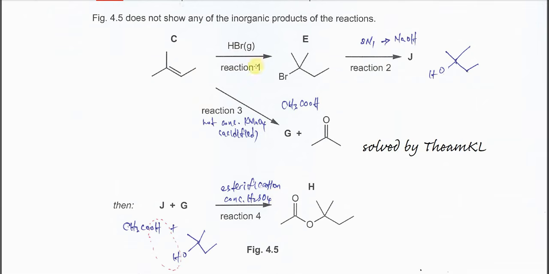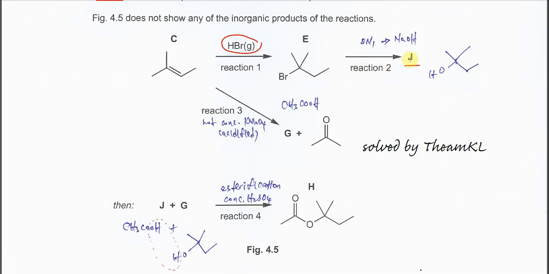So now, reaction 1 and reaction 3 both start from the same C. So let's move on to reaction 1, see what is formed. The C will form E after it reacts with HBr in reaction 1. So we know that this is the electrophilic addition. Means hydrogen adds here and the bromine adds here to form the E. After that, it will undergo reaction 2 and form J.